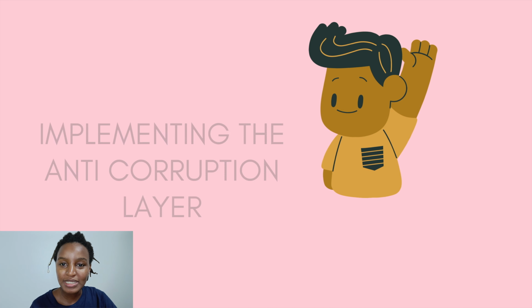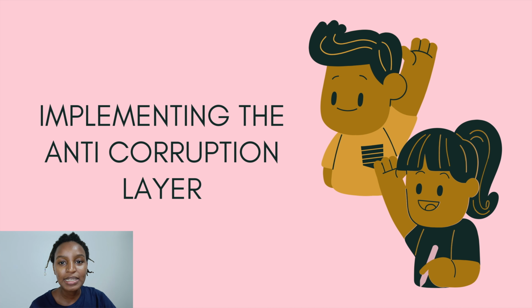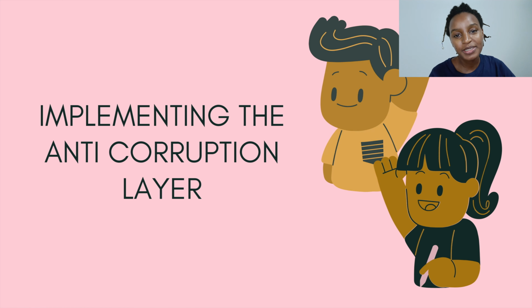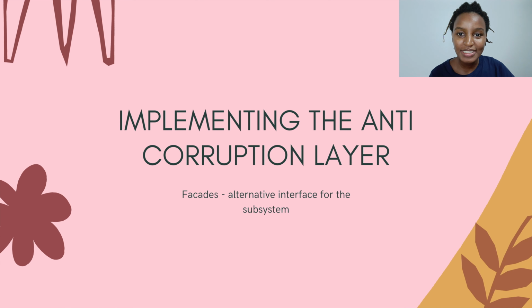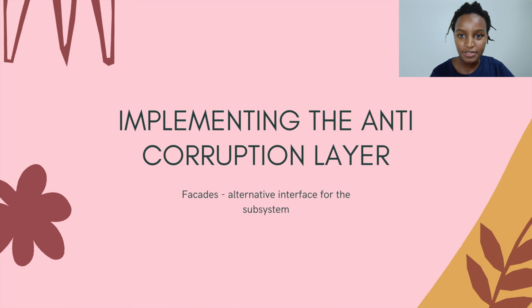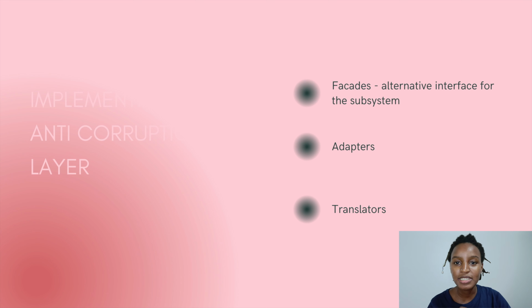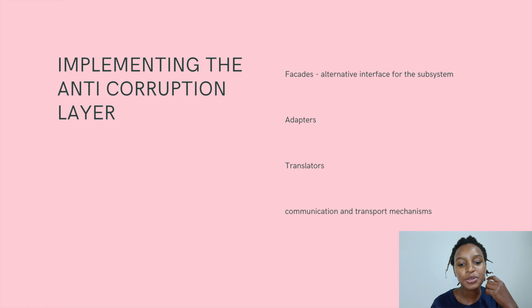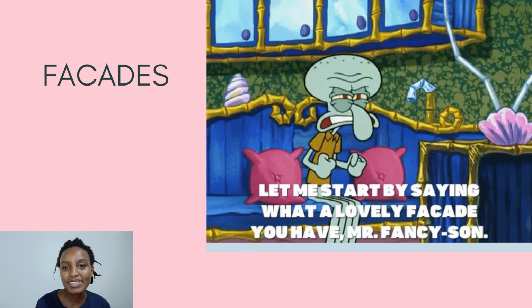Let's look at implementing anti-corruption layer. How are we likely to see anti-corruption layer in our systems, in our organizations? For one, we'll see them as a facade. This is usually an alternative interface for the subsystem. You can also see them appearing as adapters. Both facades and adapters will need a translator. Aside from translators, you will need a mode of communication and transport mechanism between these systems that are now interfacing with each other. Let's look at facades in more detail.